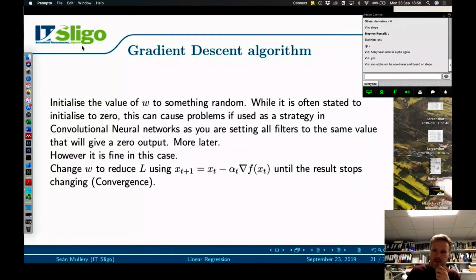So how does the gradient descent algorithm work? What we do is we initialize the value of W to something random. It's often stated that we initialize it to 0, which will be fine. That would be setting the slope to 0 in this particular case. This can cause problems if used as a strategy for convolutional neural networks, as you are setting all filters to the same value. That will give a 0 output. We'll look more on that later, but the point is that in neural networks, the bigger problem is that you're setting them all to the same value rather than necessarily setting them to 0. But the 0 can also be a bit of a problem because it can end you up not moving anywhere. But in this case, it would be fine to set W to 0 and you would effectively work from there.